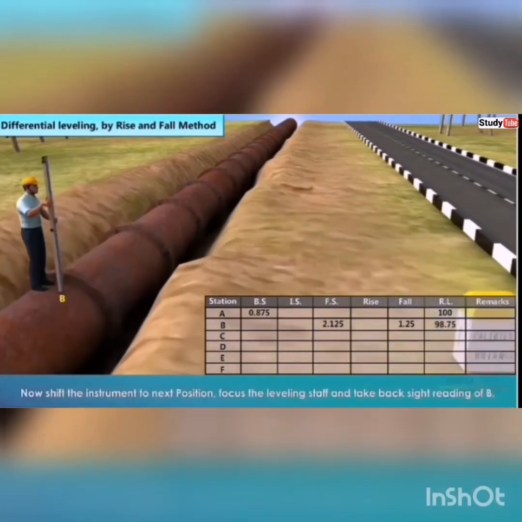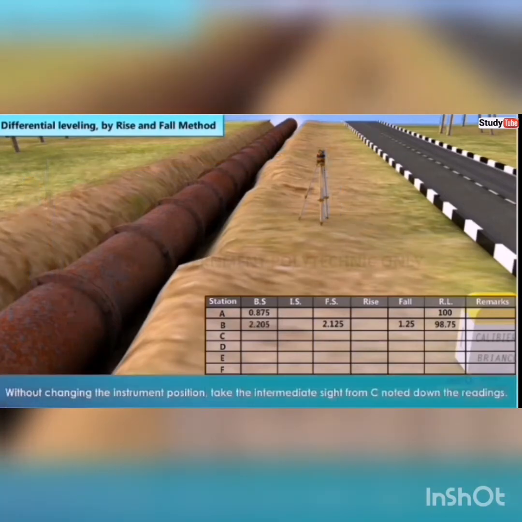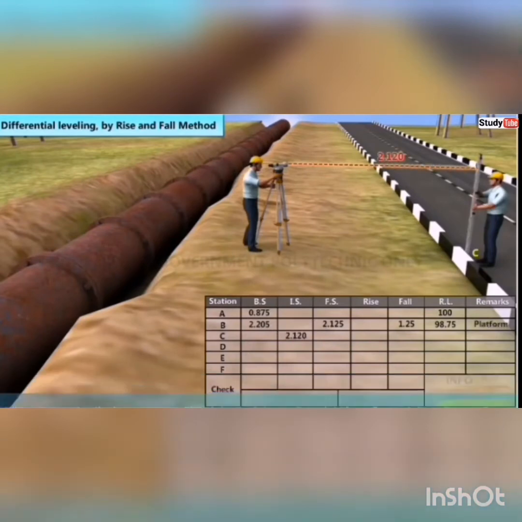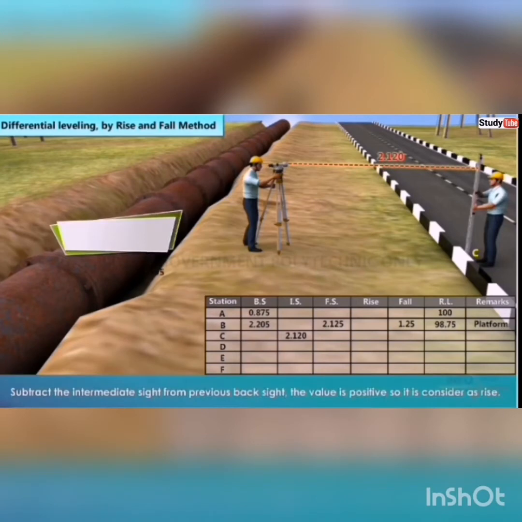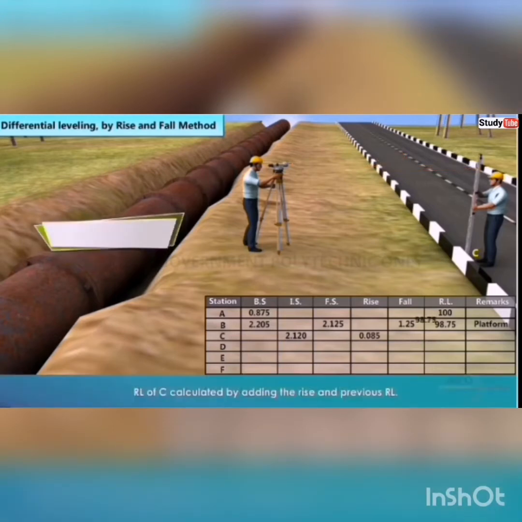Now shift the instrument to the next position. Focus the leveling staff and take the backside reading of B. Without changing the instrument position, take the intermediate sight from C and note down the readings. Subtract the intermediate sight from the previous backside. The value is positive, so it is considered as rise. RL of C is calculated by adding the rise and the previous RL.